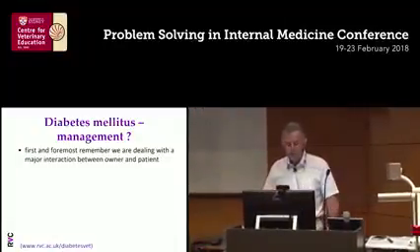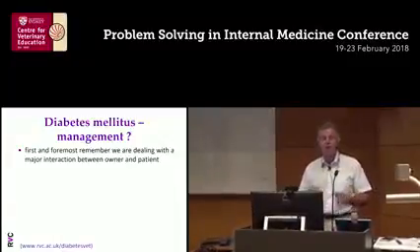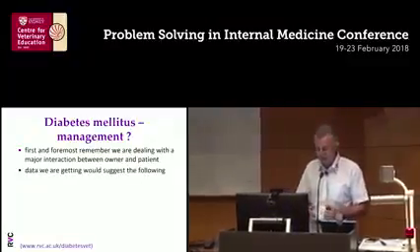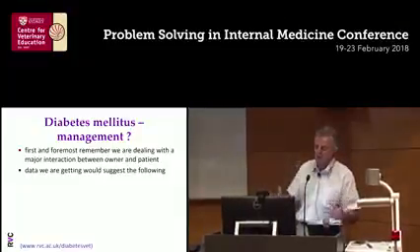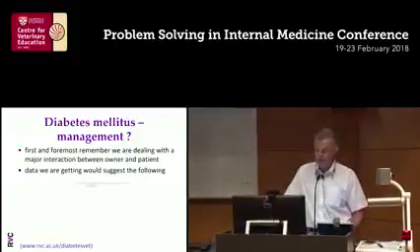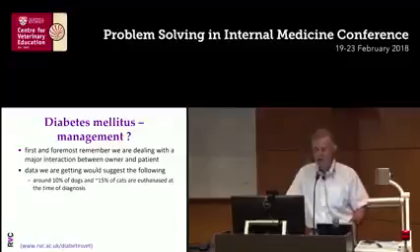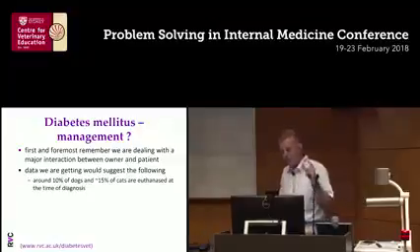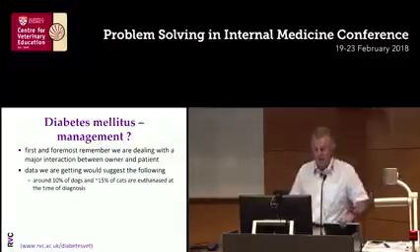First and foremost, if we're thinking about management, we're dealing with a major interaction between the owner and the patient. And the data that we're collecting, remember I told you about not collecting from referral centres, but from you guys, we're collecting in a range of different ways around the world. The data would suggest that around 10% of dogs and 15% of cats are euthanized at the time of diagnosis in general practices. This is data from the United Kingdom, North America, US, Canada, continental Europe and Australasia.